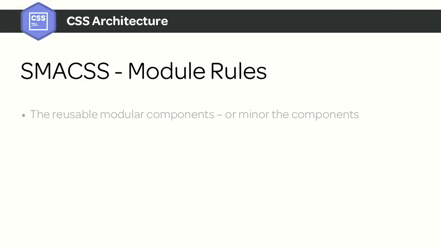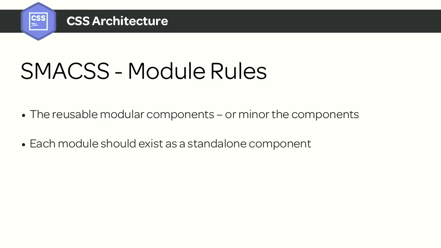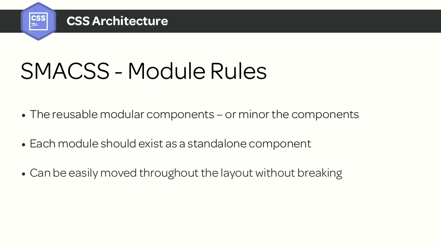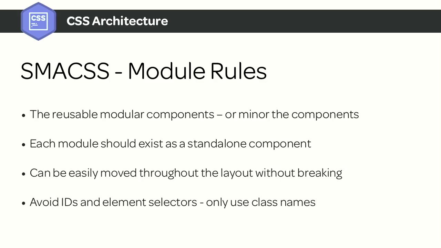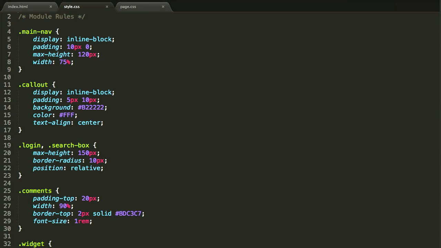Now, our module rules are the reusable modular components or the minor components. Each module we create should exist as a standalone component, so it can be easily moved throughout the layout without breaking anything. When we write module rules, we should avoid using IDs and element selectors. We should stick with class names since they're reusable. So for example, here we have examples of the main nav component, callout module, along with maybe a login or search box component. And these should all be reusable throughout our project. We should just be able to plug them in wherever we need to without affecting anything else.